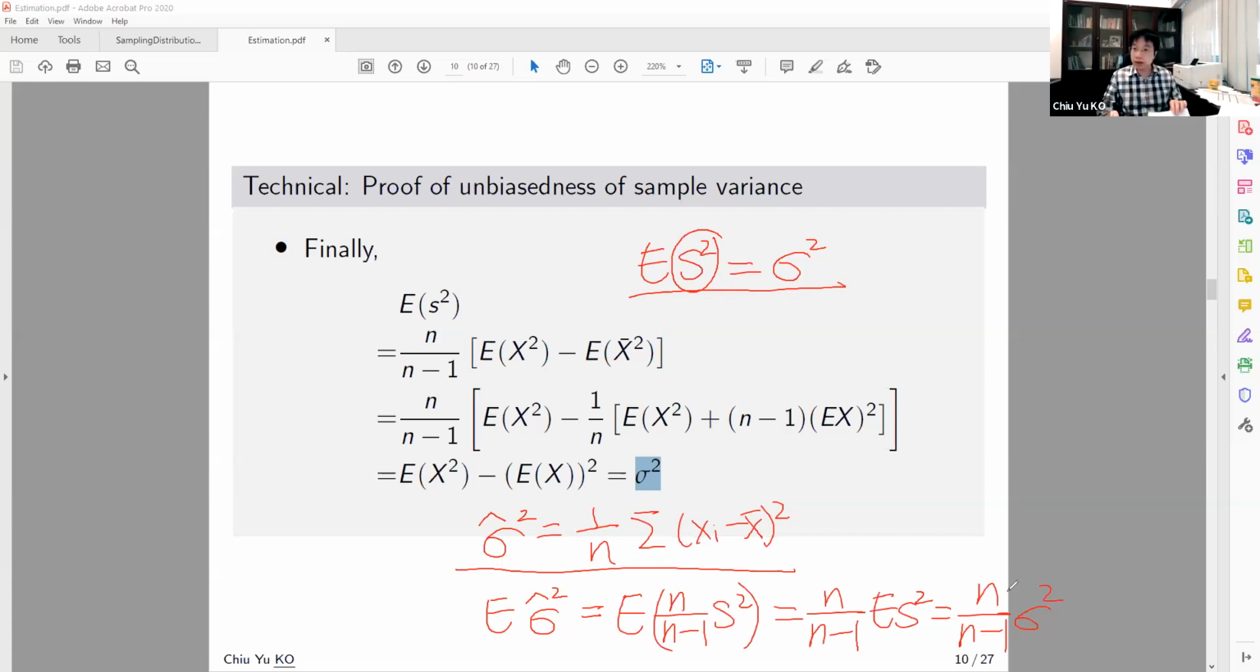Very good question. So any more questions? Just because the goal is to say why with n minus 1.